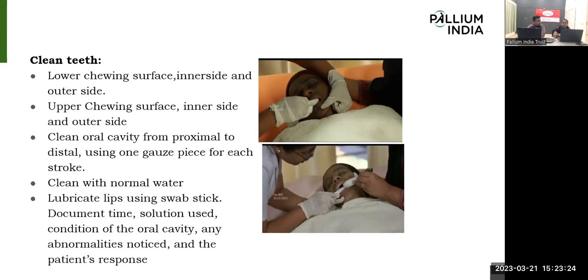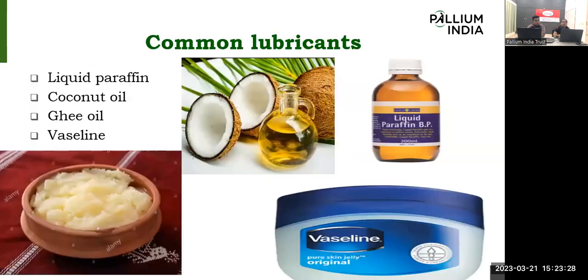After that, you have to lubricate the lips with any lubricating agents. These are the common lubricants: liquid paraffin, coconut oil, ghee oil, Vaseline. These are the common lubricants which we have used in palliative care. If they don't have liquid paraffin or ghee oil or Vaseline, they can use coconut oil.